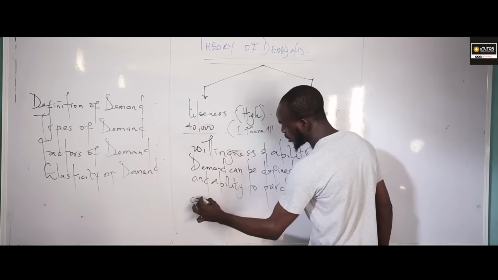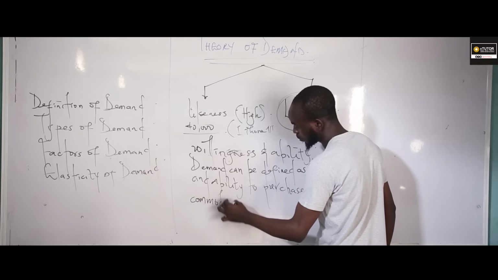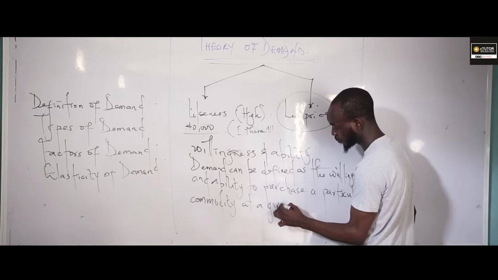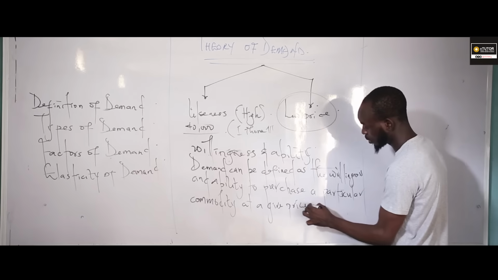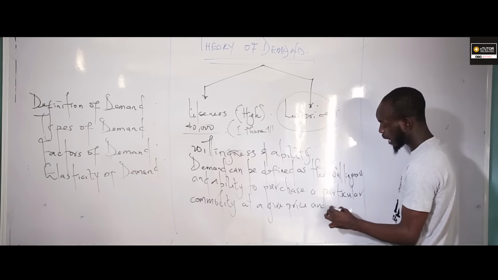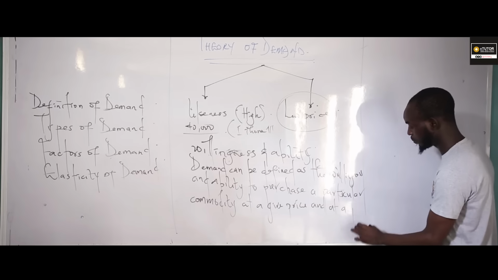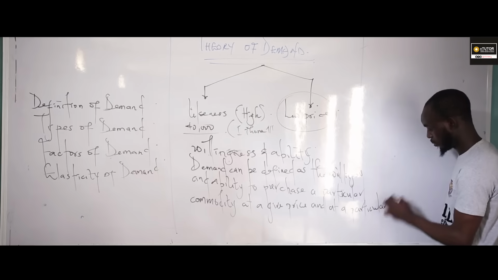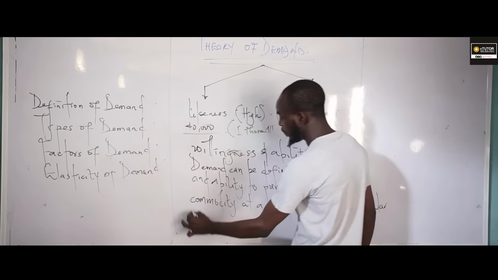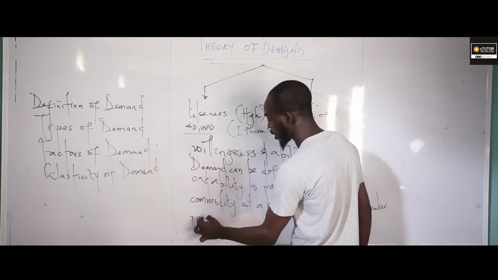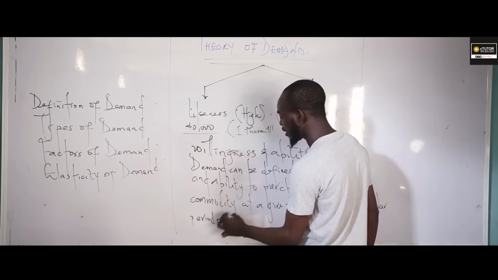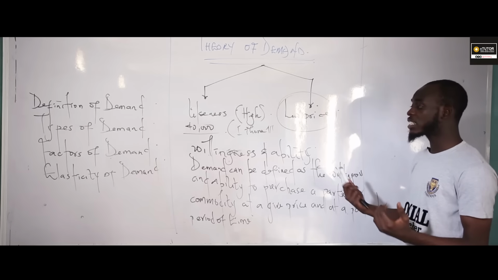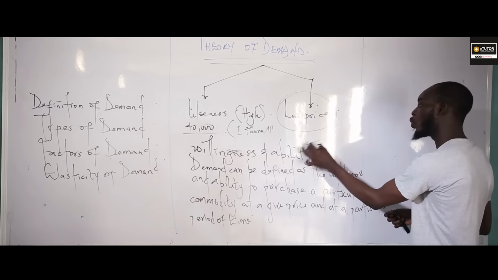A particular commodity at a given price and at a particular period of time. At a particular what? Period of time. Now, looking at the definition. Now, listen. In an advanced level, there's what we call stock and flow.